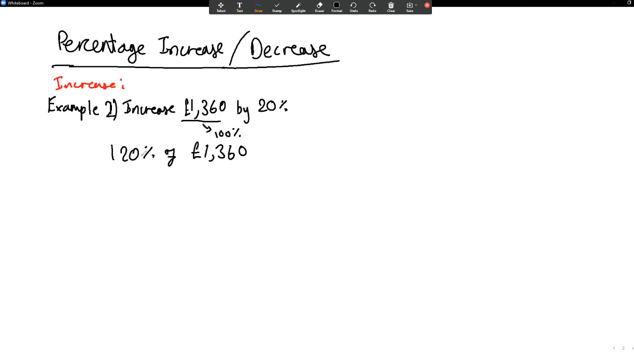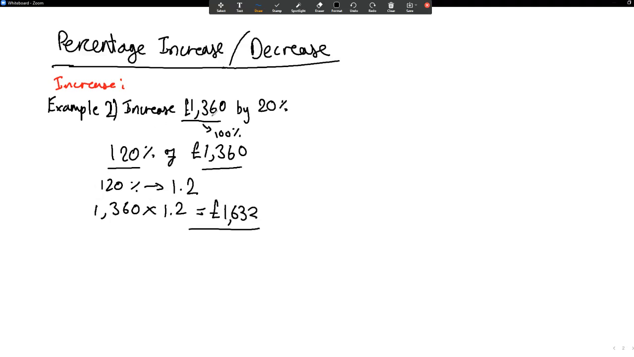So then we can just use the same process as last time. We can divide this by 100 and multiply it by this. So 120% is the same as 1.2, which is that divided by 100. And then we just multiply 1,360 by 1.2. And that gives us 1,632 pounds.